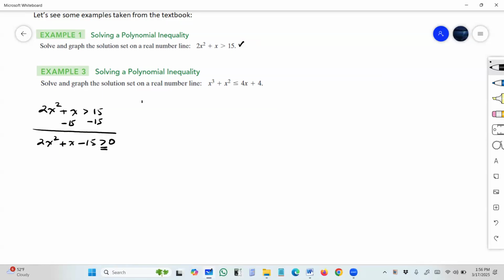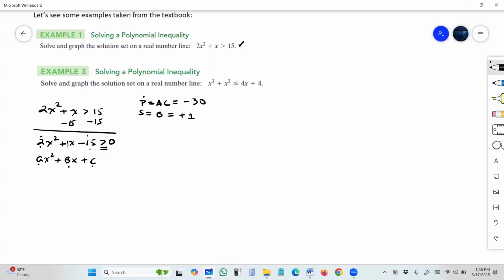And so the AC method says I need to find two numbers whose product is A times C. Right? So the polynomial here is in ax squared plus bx plus c format. So the A is the coefficient of x squared, the B is the coefficient of x, and the C is the number. Okay, so the product has to equal A times C, or 2 times negative 15. And the sum has to be equal to B, which in this case is positive 1.